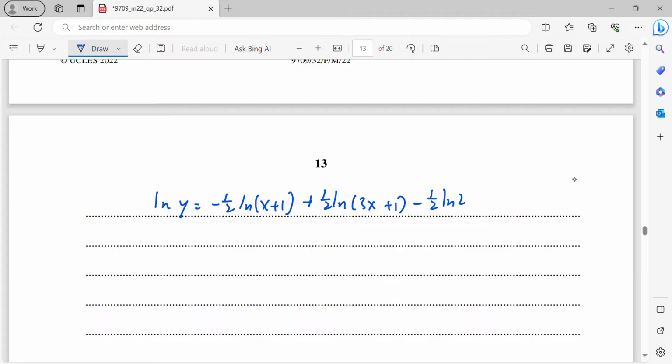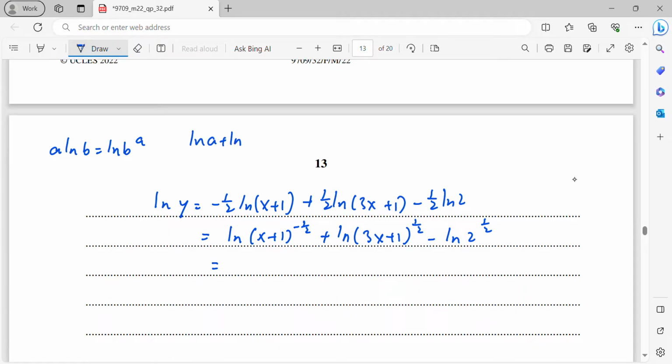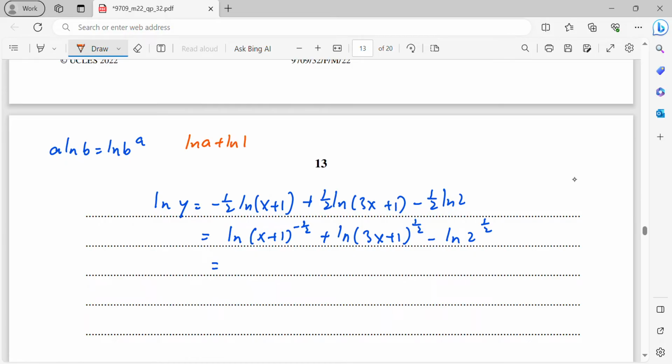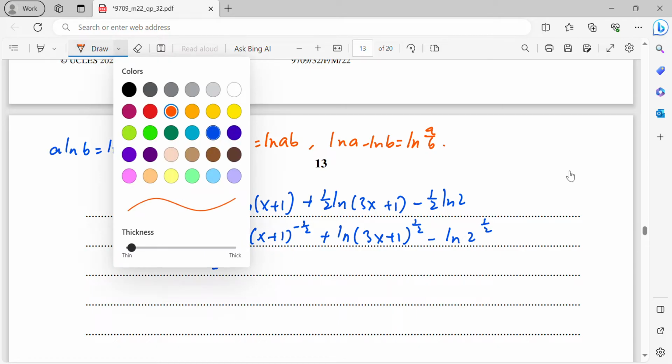so many ln, I can factorize. But before I simplify the ln, use the formula a ln b is ln b power a. That means this is ln x plus 1 power negative half, okay, plus ln 3x plus 1 power half, then minus ln 2 power half. So now I can combine all. So as long as you have ln a plus ln b, I can combine them into one ln. That will be ln a times b. And then ln a minus ln b is going to be ln a over b. So the plus I will multiply, and the minus I will divide.